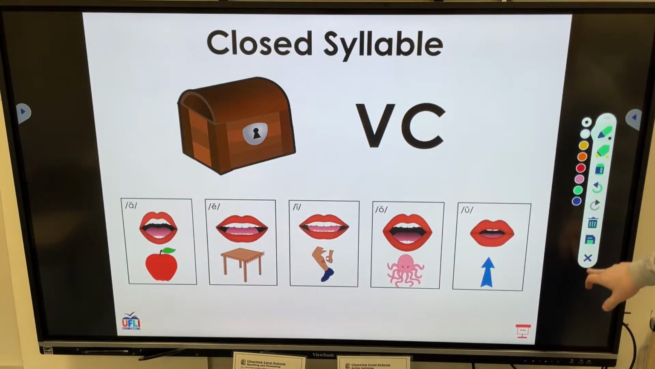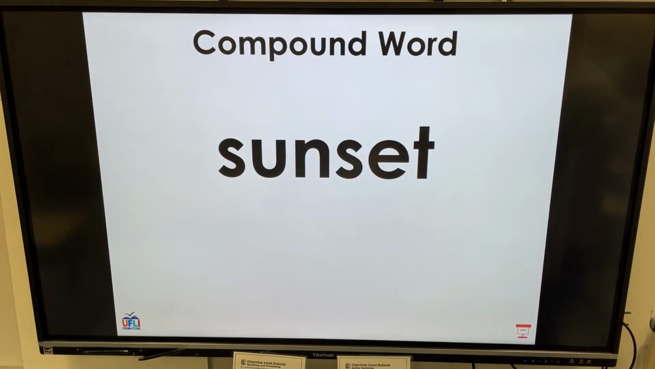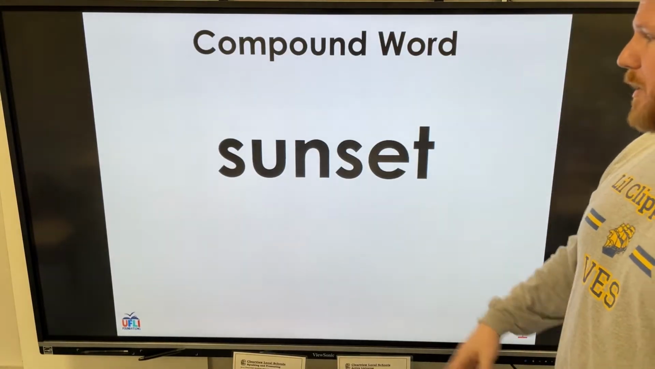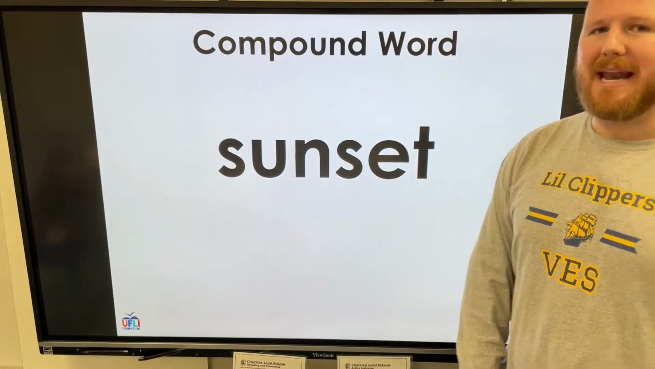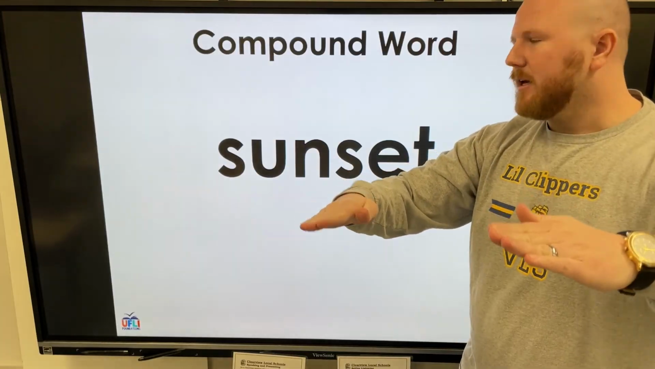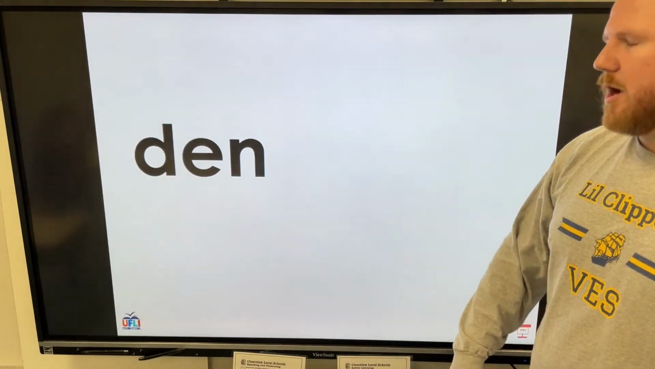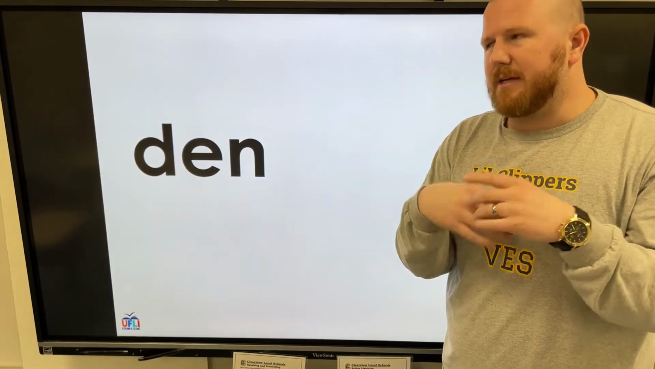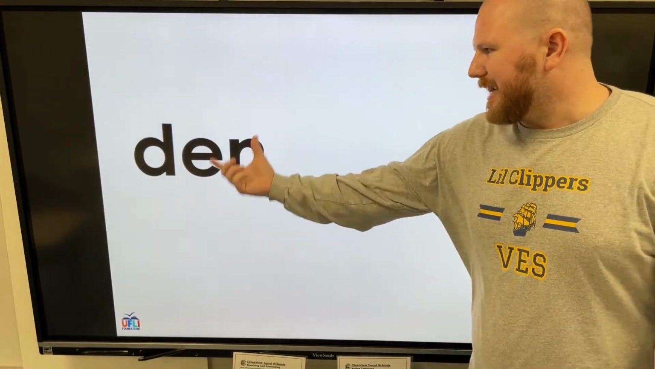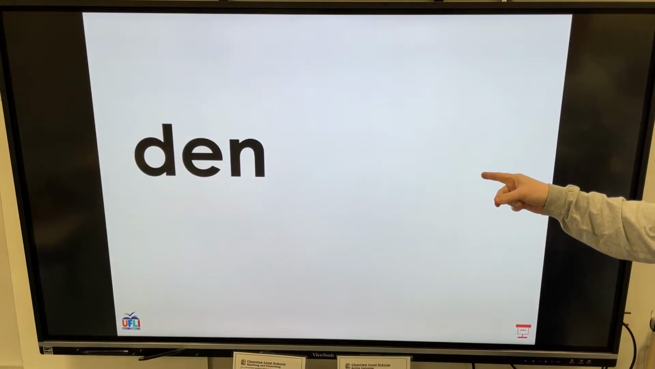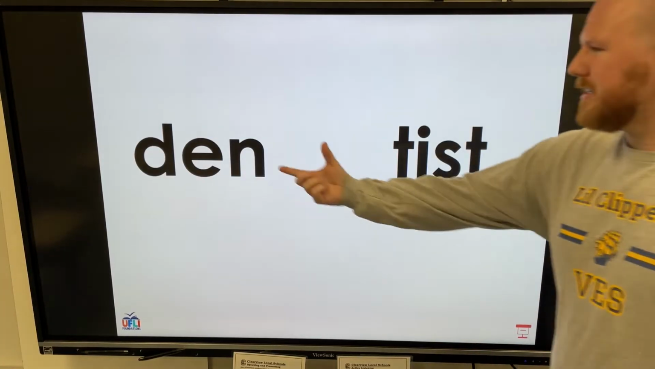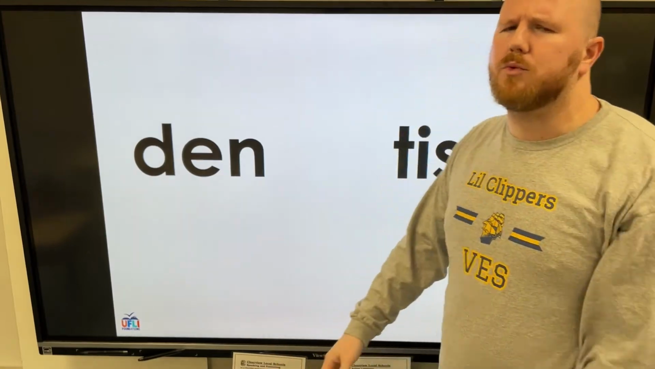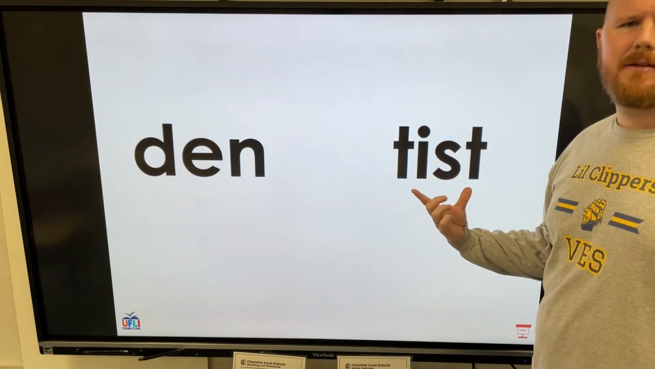So we're going to move on and take a look at our compound words. This was the last lesson, so this is a review. When I say sunset, I'm going to chop it out. Sun, set. Okay, so I could draw a line right there. Two closed syllables put together, like den and tist. Den, okay, but den, that's where like the fox lives. Okay, it's where the fox lives, sure. What's a tist?